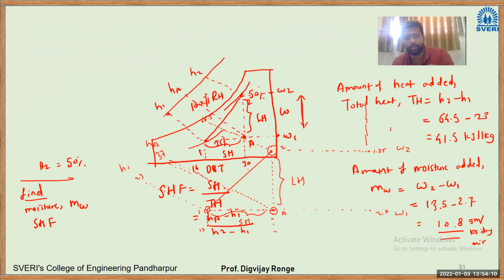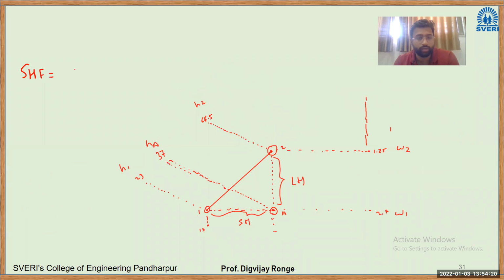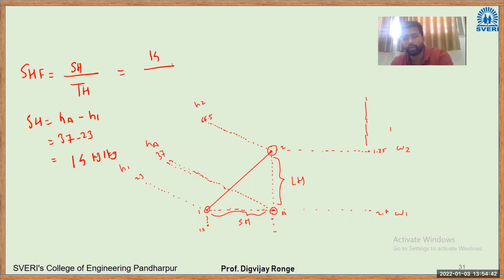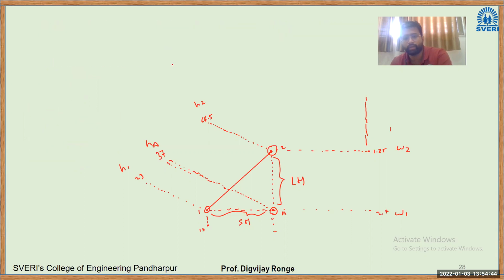And the last, here we have to calculate the sensible heat factor, which will be equal to sensible heat divided by total heat. In this case, sensible heat will be equal to HA minus H1. So here it will be 37 minus 23. This will be how much? 14 kilojoule per kg. So here I will write down 14, and total heat we have just calculated.